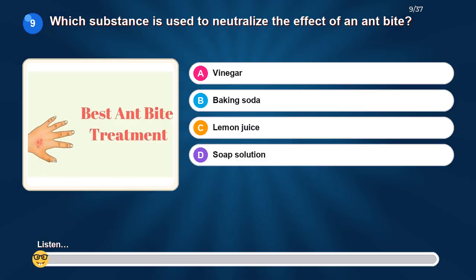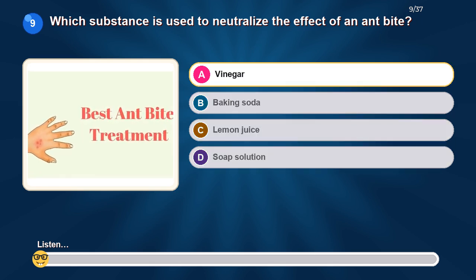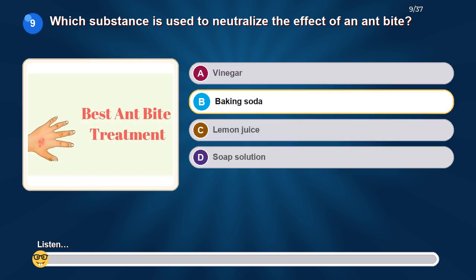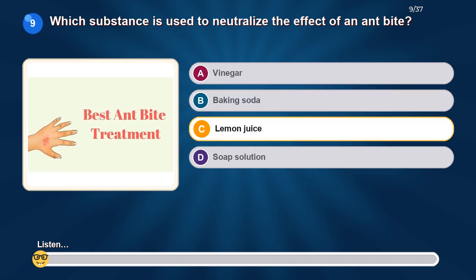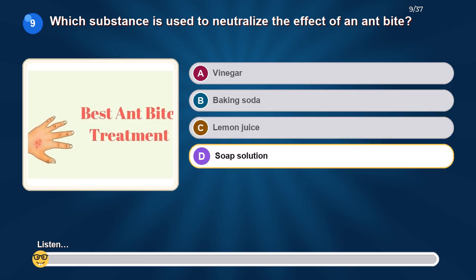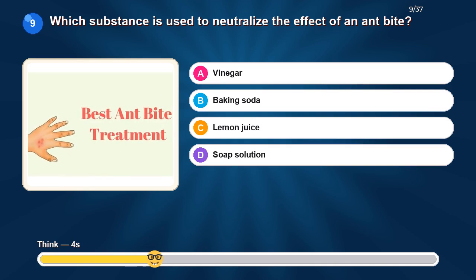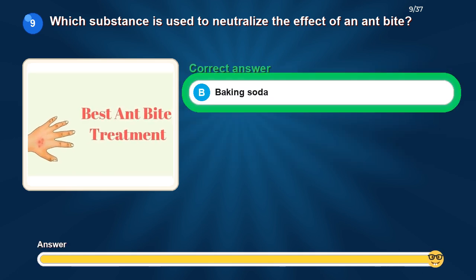Which substance is used to neutralize the effect of an ant bite? Option A, vinegar. Option B, baking soda. Option C, lemon juice. Option D, soap solution. The correct answer is baking soda.